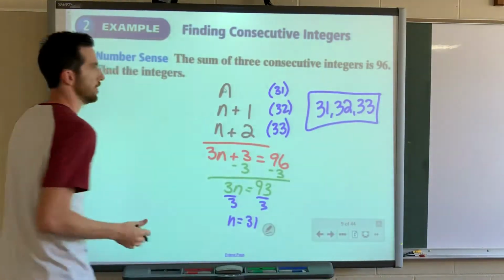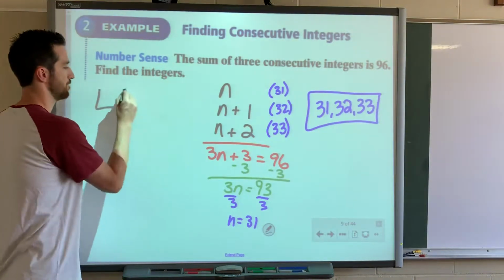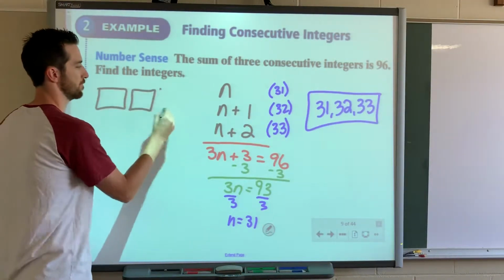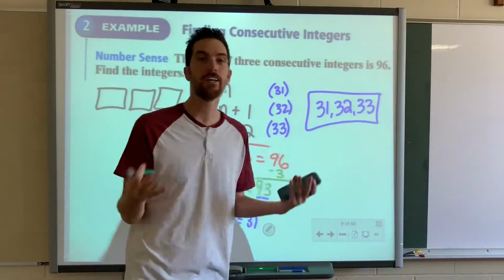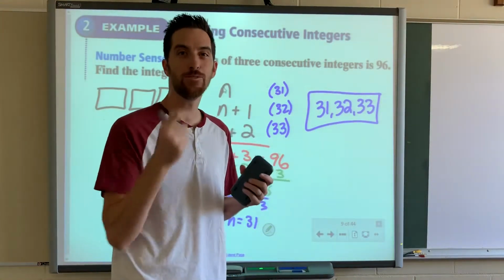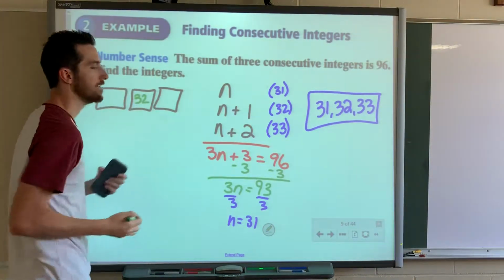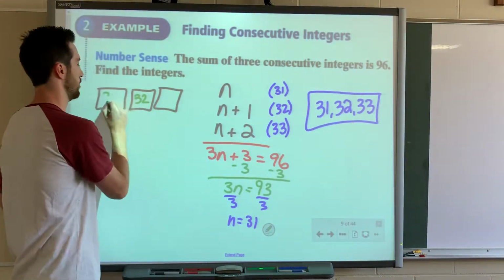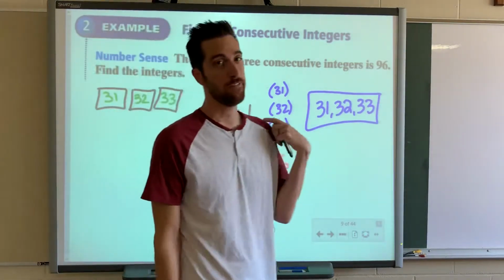However, there is another way. You are looking for three numbers. So if you simply take 96 and you divide it by 3, it gives you 32. So that'll give you the middle number there. And then you just go down one and up one. 31, 32, and 33. Man, that's way faster.